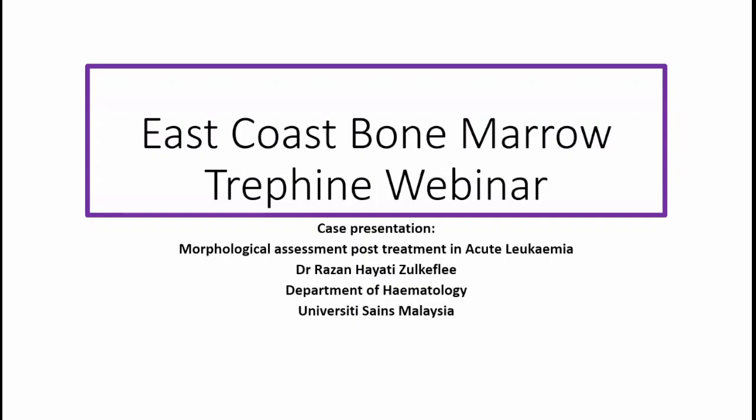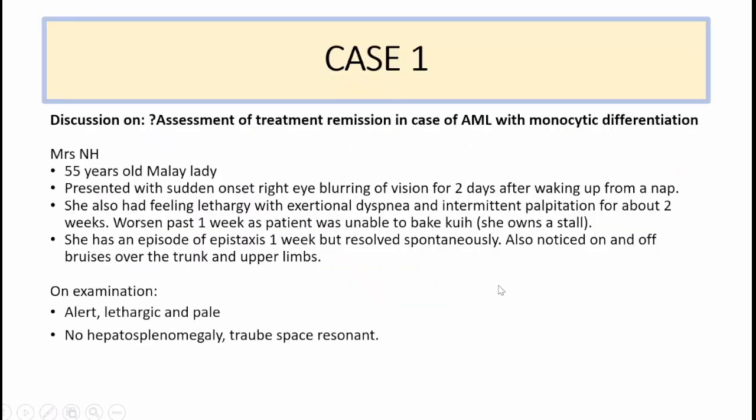Our topic for case presentation today will be on the morphology assessment post-treatment in acute leukemia. I'll be presenting 3 cases, and we're going to have a discussion on each case later. For case 1, our main concern is how we're going to assess treatment remission in a case of AML with monocytic differentiation.